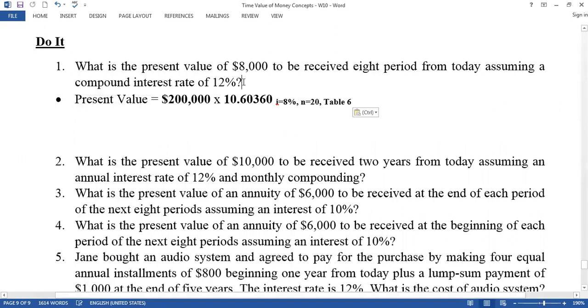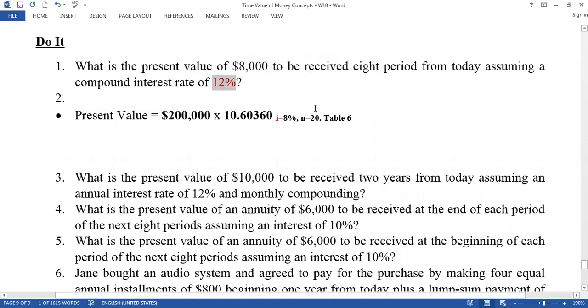Another important point is 12%. It is not clearly mentioned whether it is annually, semi-annually or quarterly. If nothing is mentioned, then the percentage means that it is annual. So $8,000, we are going to receive only one time, so we have to find a factor. The interest rate is 12%.